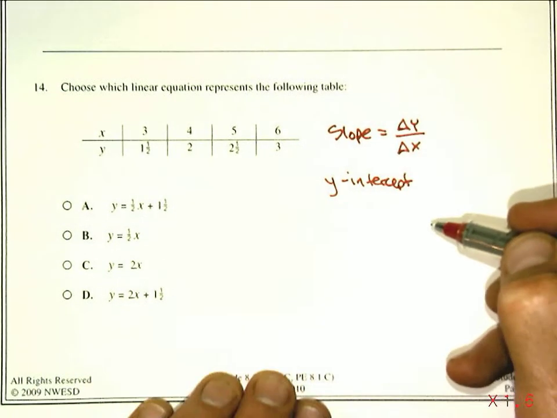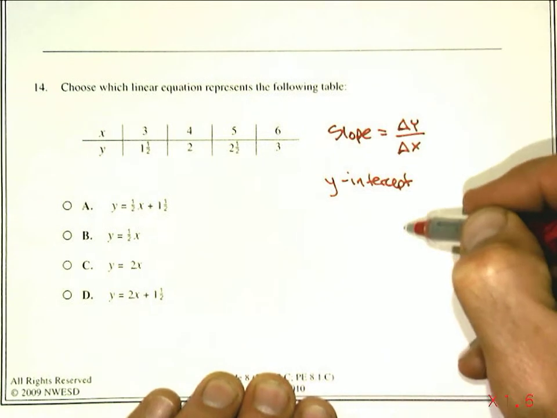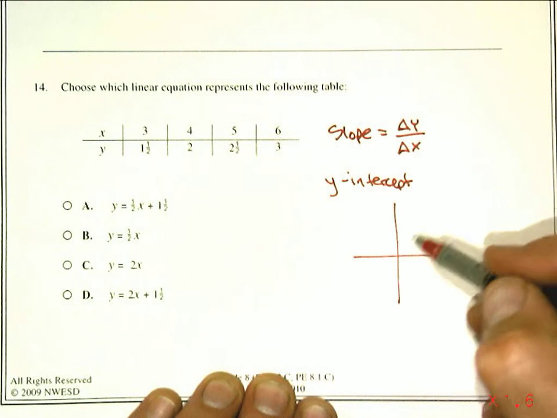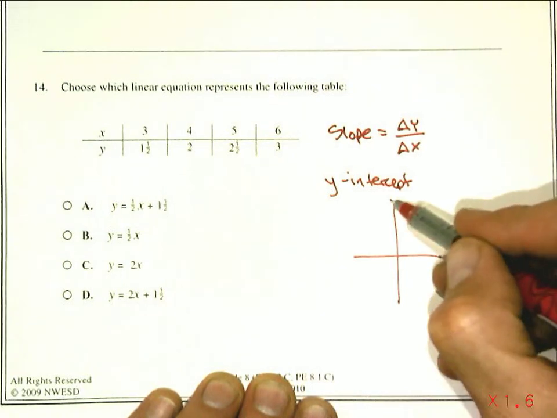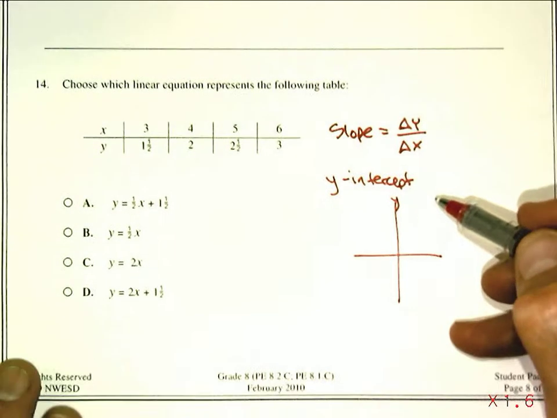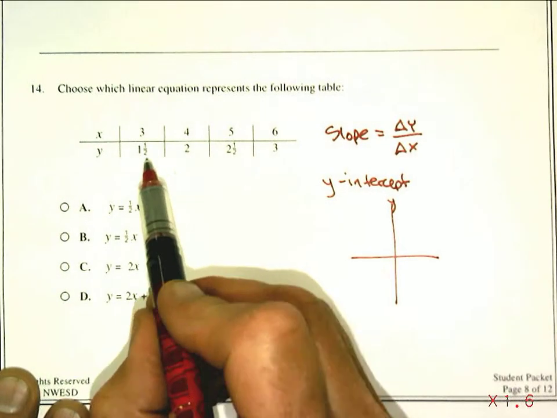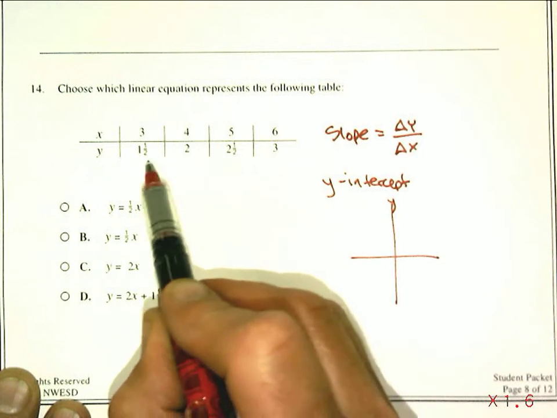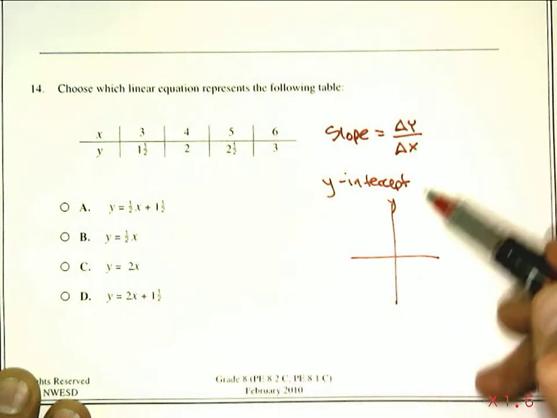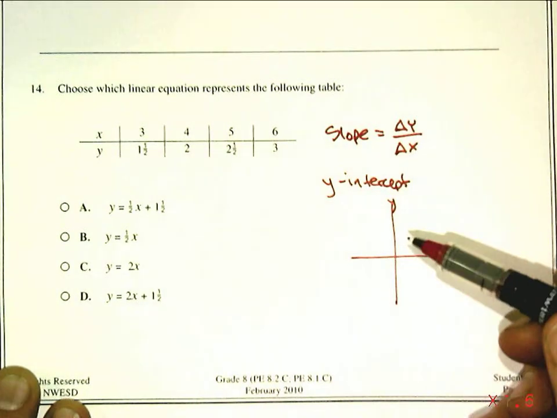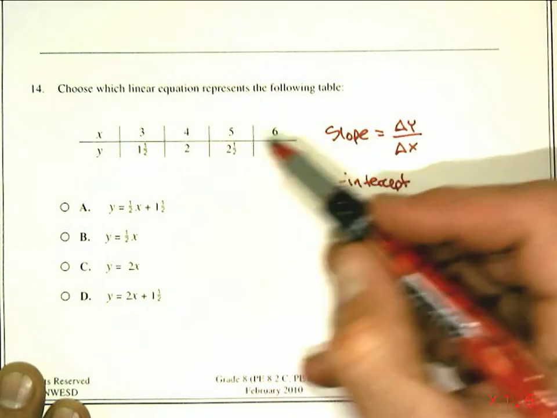So if I were actually graphing this equation, I would be looking for a point at which it crosses the y-axis, and I would be looking for a slope. It looks like this one has a positive slope because it's going up. When x goes up, y goes up. When they're both going up, that means this line is going up. And the question is, how much is it going up compared to how much it goes over?